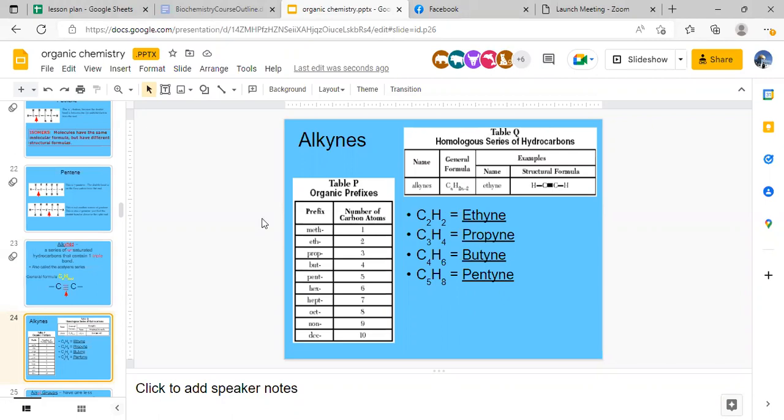So same thing with the alkene. You can only have a double bond with another carbon. So ang simplest niyan ng alkene at saka alkyne is a double bond. So you have ethyne, you have propyne, you have butane, and you have pentyne. Okay.